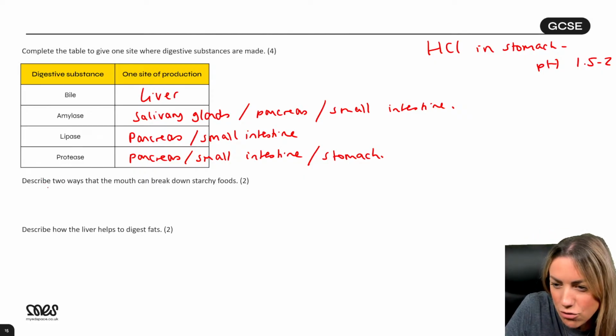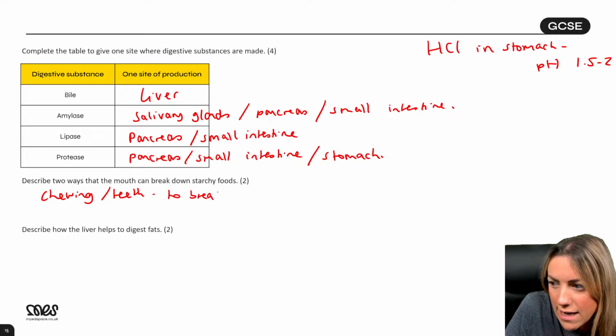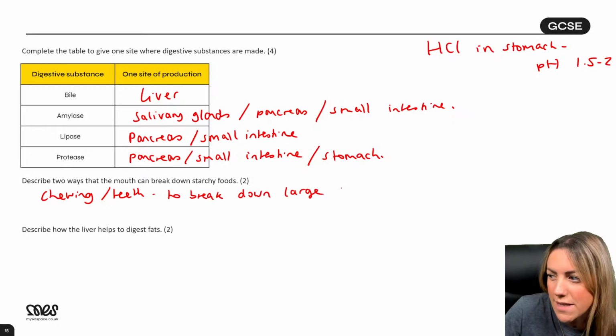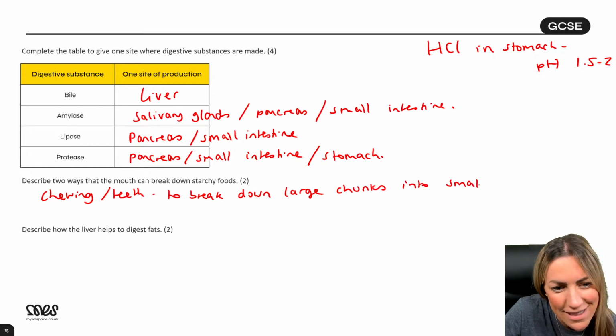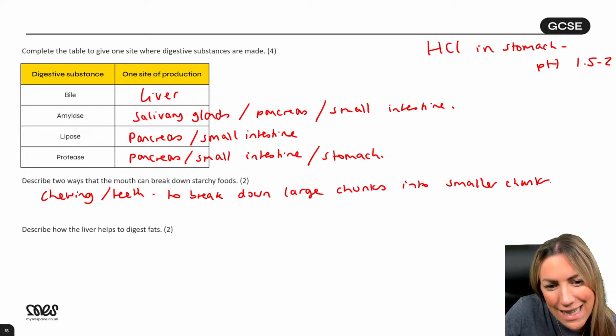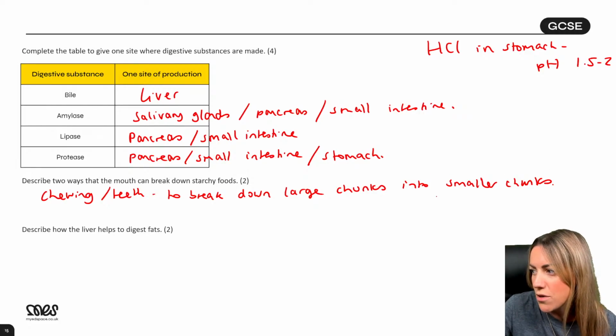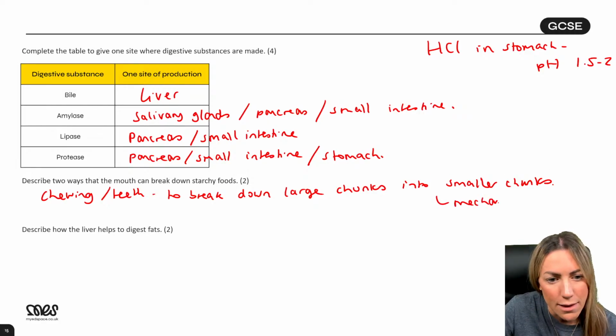Right, so describe 2 ways. So some people have said chewing, teeth, to break down, I don't know, how should we describe this? Large chunks into smaller chunks. That's called mechanical digestion. So you could have said for that one, mechanical digestion.